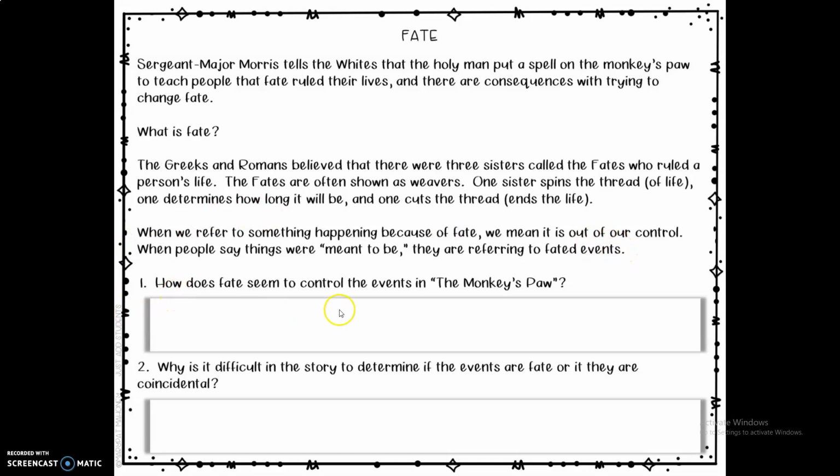Question 1, how does fate seem to control the events in The Monkey's Paw? And question 2, why is it difficult in the story to determine if the events are fate or if they are coincidental?